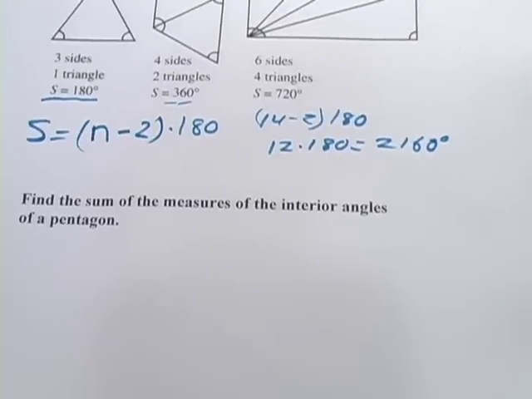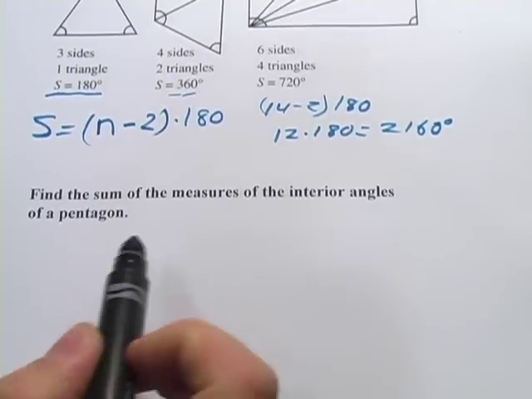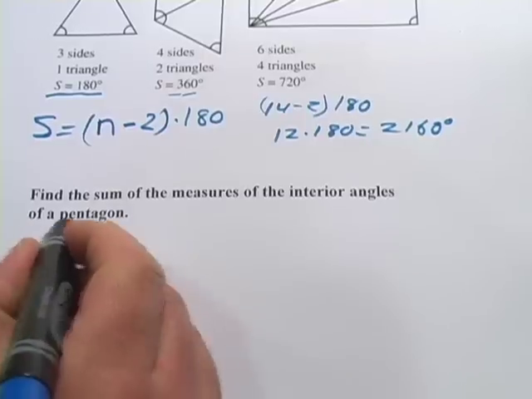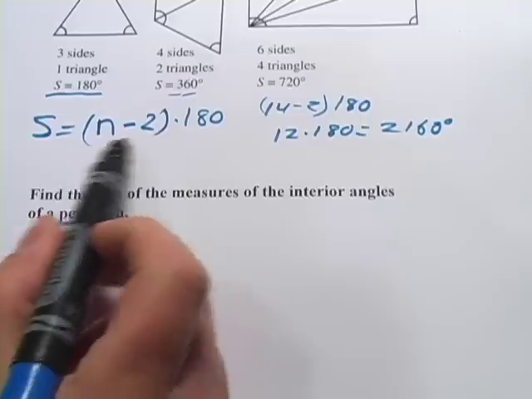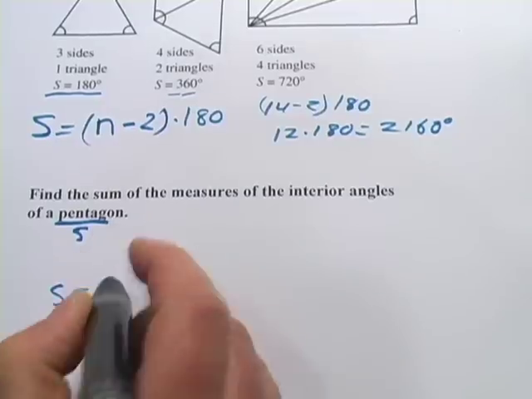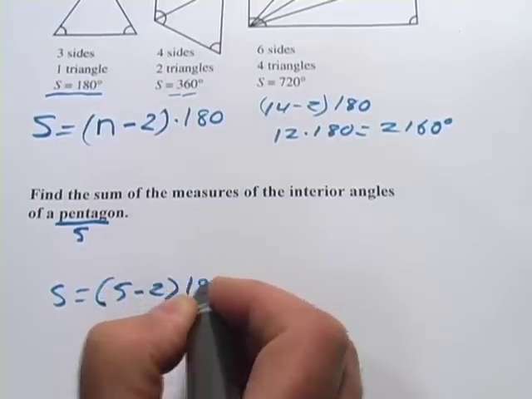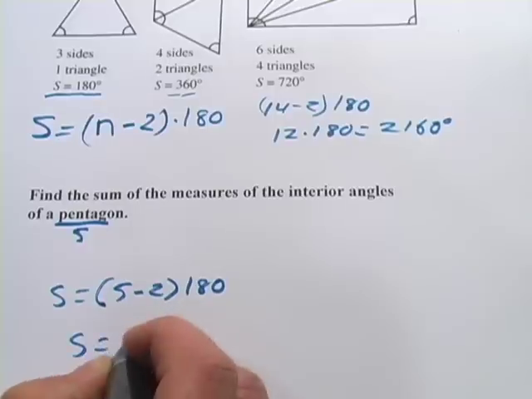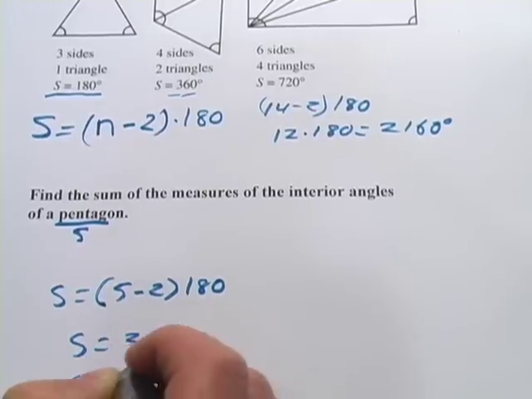All right, let's look at one more. This one should be easy after that. This one says, find the sum of the measures of the interior angles of a pentagon. Well, pentagon, that's 5 sides. And what we're going to do is simply plug it into our formula. So S equals, n is the number of sides, so that's 5 minus 2 times 180. So that's 3 times 180, or 540.